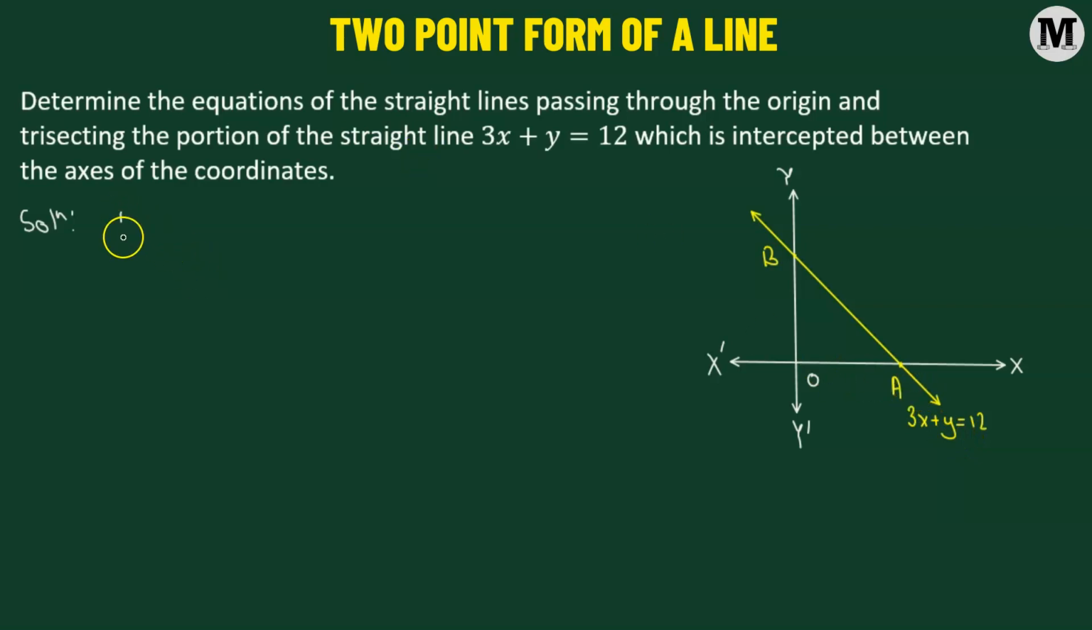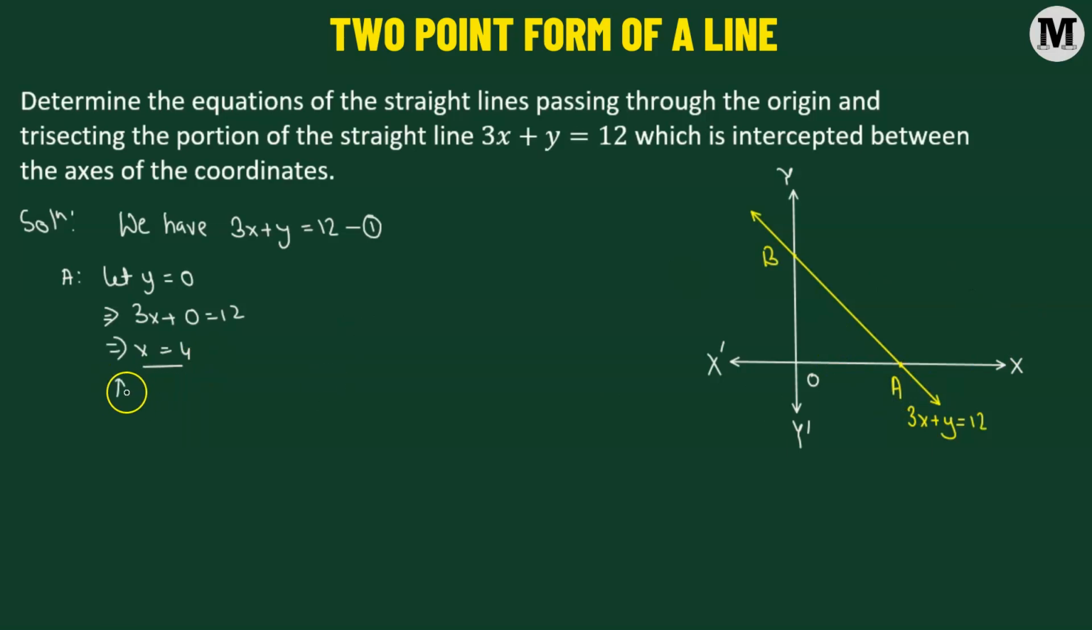Now what we'll do, we have the equation. Let's start with the equation of the line. We have 3x + y = 12. Let this be equation number 1. Now to find out the coordinates of point A, that is the x-intercept value, we let y equal to 0. So when we let y equal to 0, that gives us 3x + 0 = 12. Solving for x, we get x = 4. So this is the x-intercept of the line, or we can simply say the coordinates of point A is (4, 0).